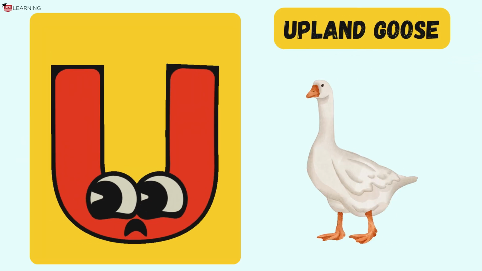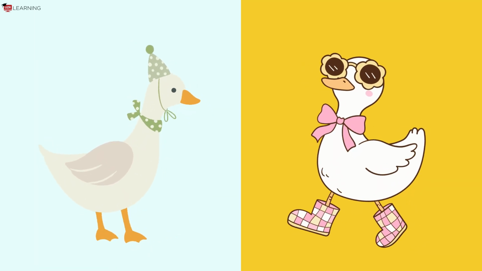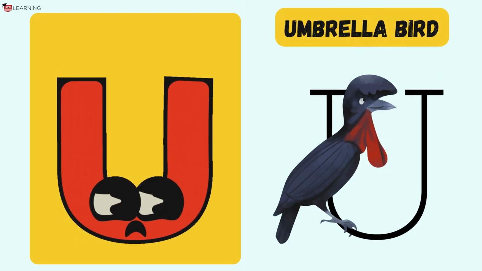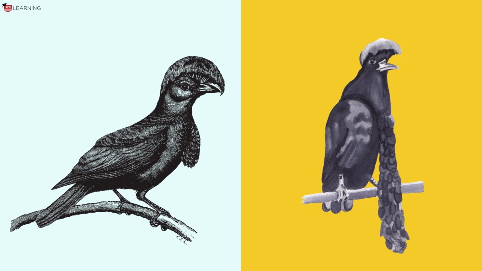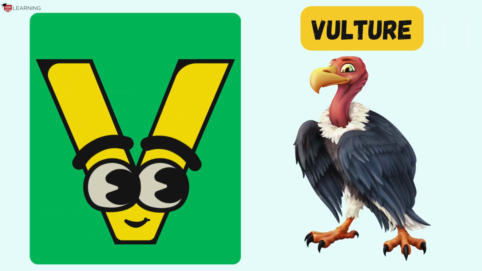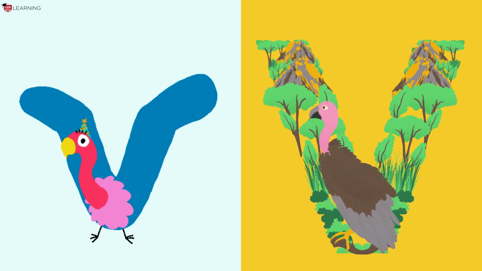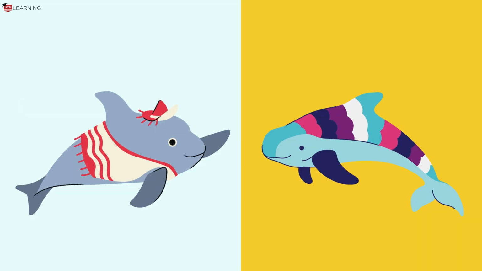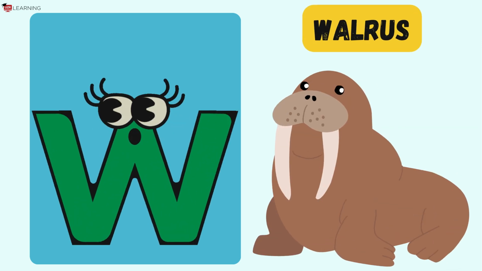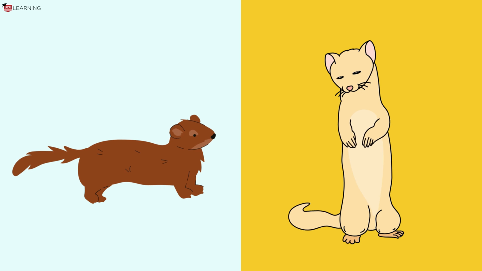U is for upland goose, umbrella bird. V is for vulture, vaquita. W is for walrus, weasel.